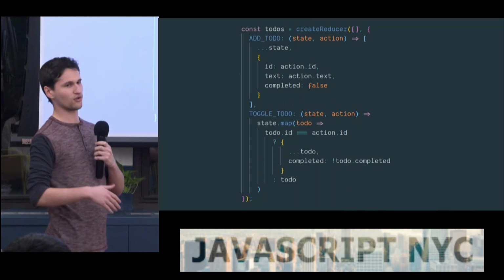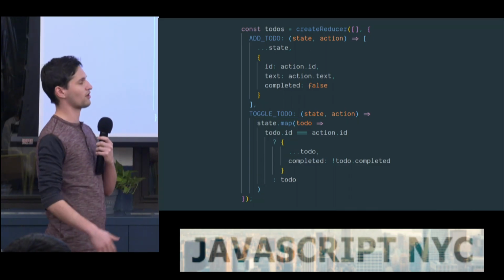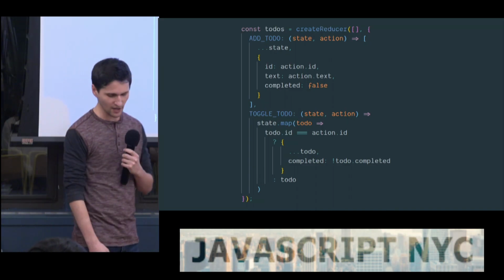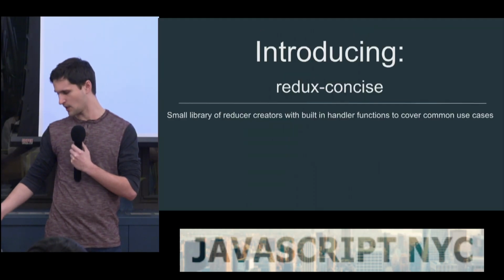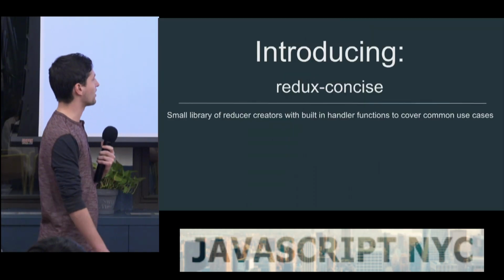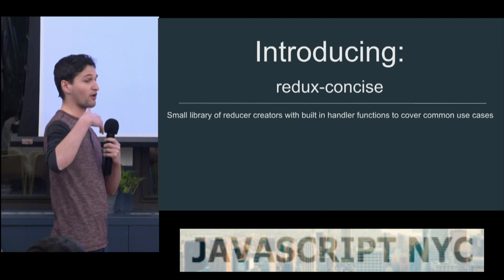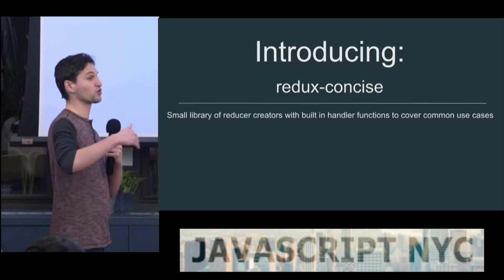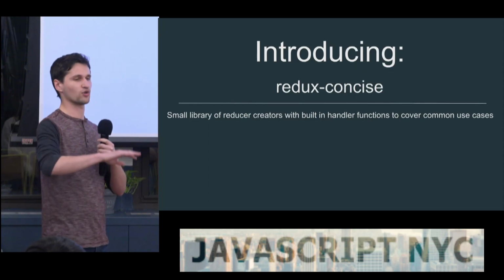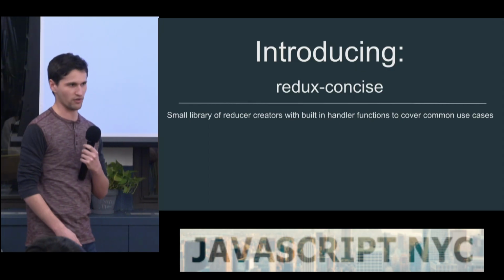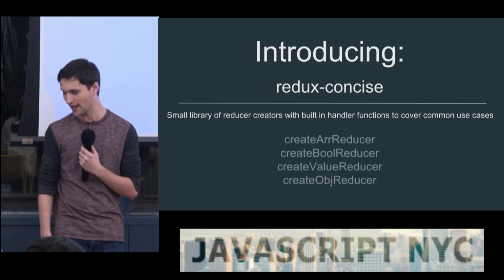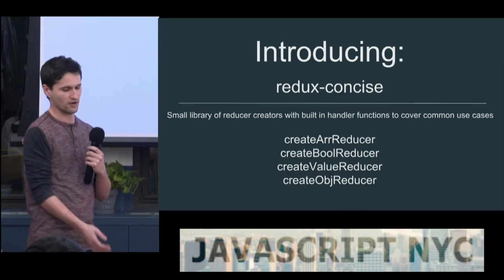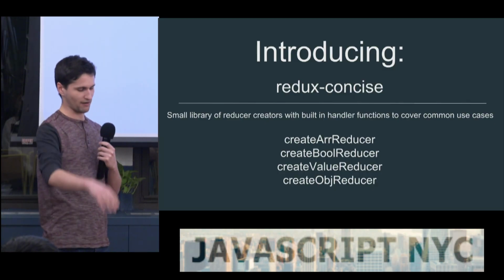So I wanted to expand upon createReducer. I wanted to see if you could do more with it to help you eliminate more code. And so I came up with this library called Redux-Concise, and basically it expands upon createReducer, and instead of there being one createReducer function, there are multiple reducer creators that are data structure specific within JavaScript. So now we have createArrayReducer, createBooleanReducer, createValueReducer, and createObjectReducer. So basically for all your basic JavaScript data structures.